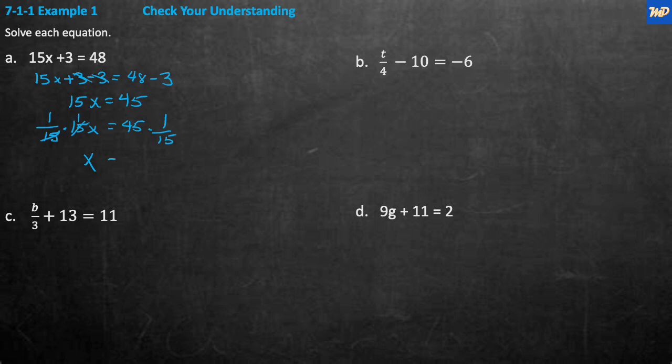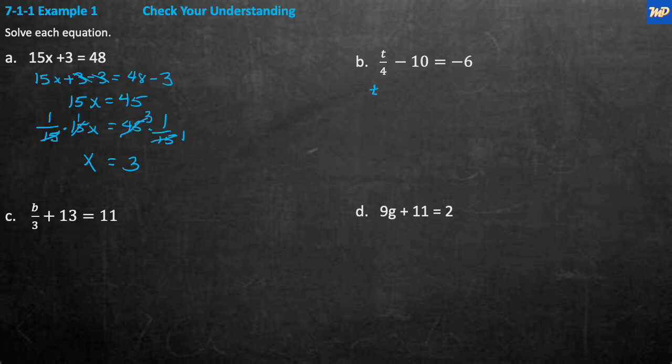And that equals 45 times 1 over 15, which is... 15 goes into 45 3 times. 15 goes into itself once. So the answer then is 3. x equals 3.